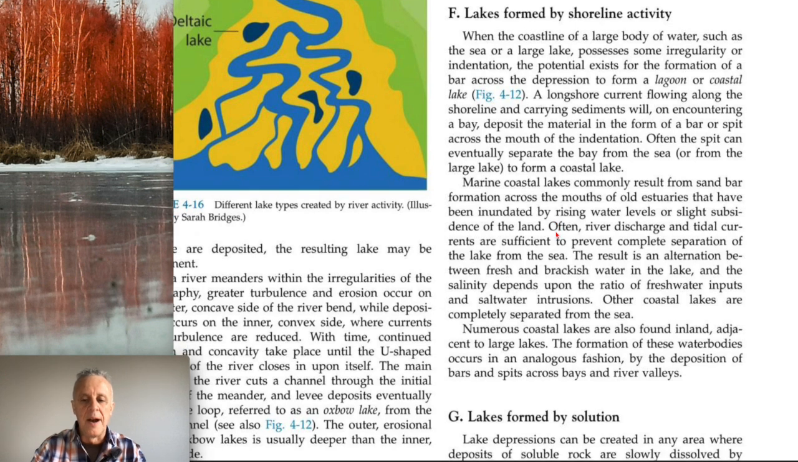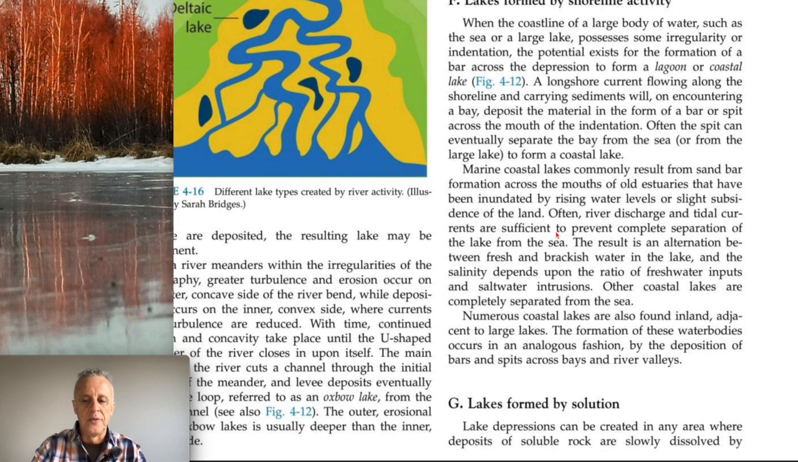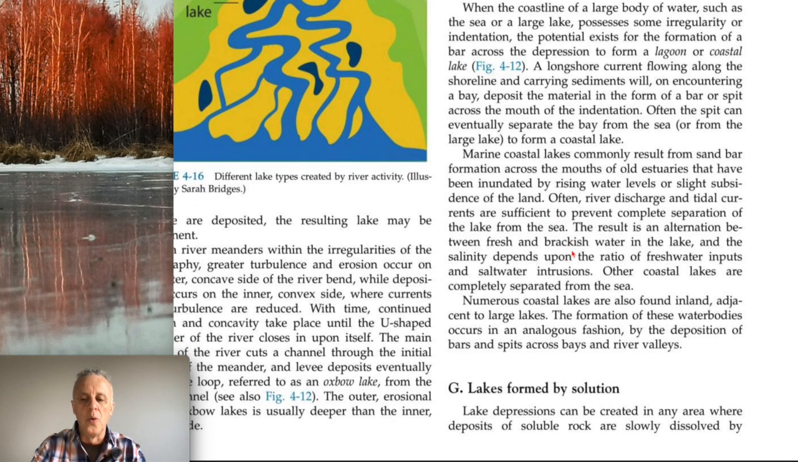Marine coastal lakes commonly result from sandbar formation across the mouth of old estuaries that have been inundated by rising water levels or slight subsidence of the land. Often, river discharge and tidal currents are sufficient to prevent complete separation of the lake from the sea. The result is an alternation between fresh and brackish water in the lake, and the salinity depends upon the ratio of freshwater inputs and saltwater intrusions. Other coastal lakes are completely separated from the sea.